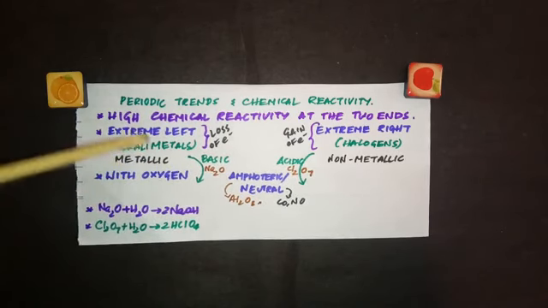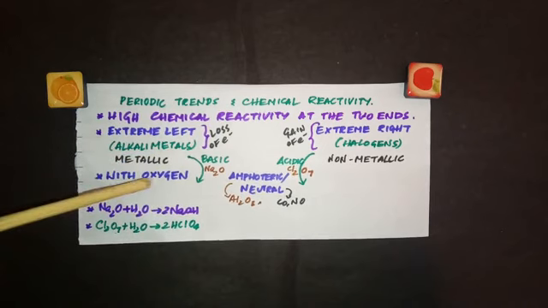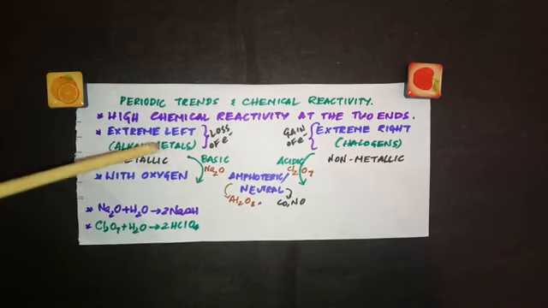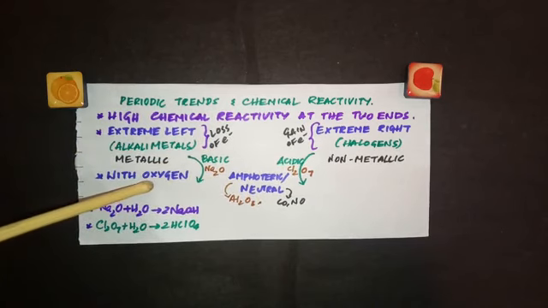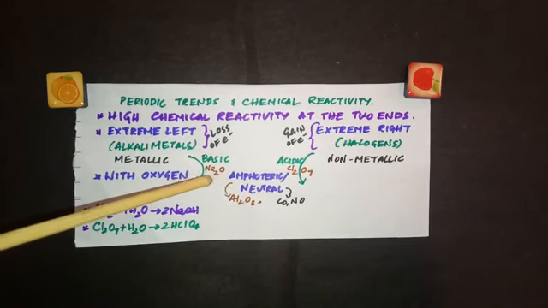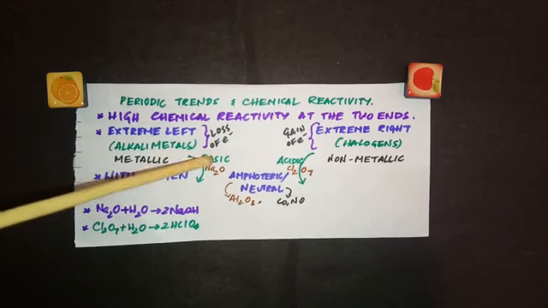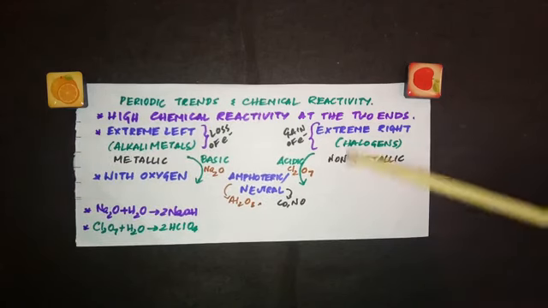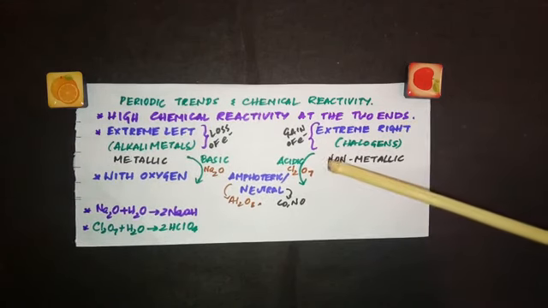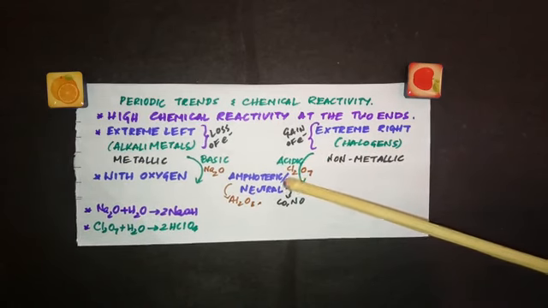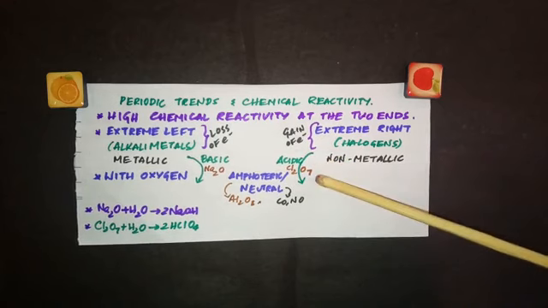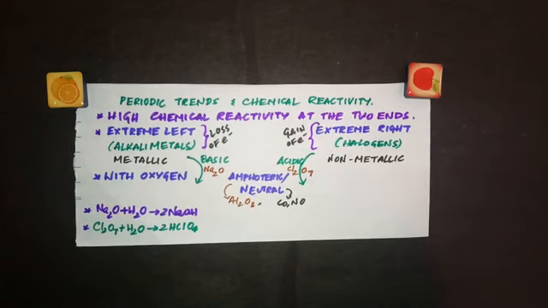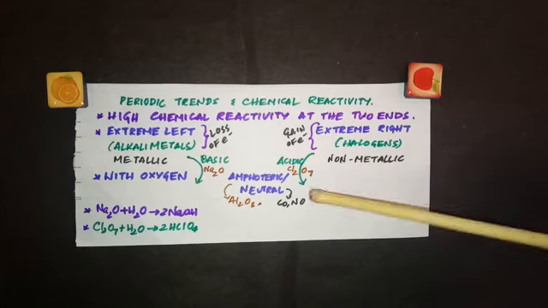When the alkali metals react with oxygen, they form oxides. For example, sodium is present in the extreme left. When it reacts with oxygen, it gives you Na2O, and that oxide is basic in nature. And coming to the extreme right, we take the example of chlorine. When it reacts with oxygen, it gives you Cl2O7, and that oxide is acidic in nature. What is meant by basic and acidic? They show basic characteristics, and this shows acidic characteristics.